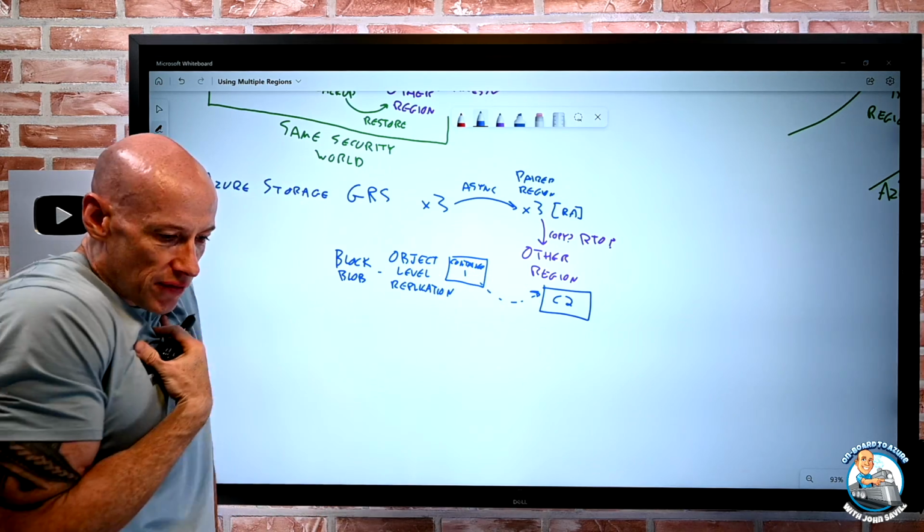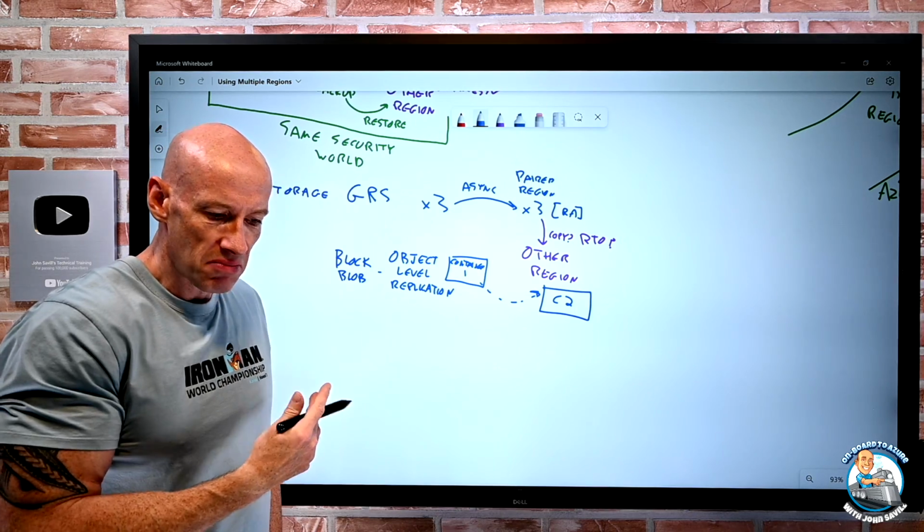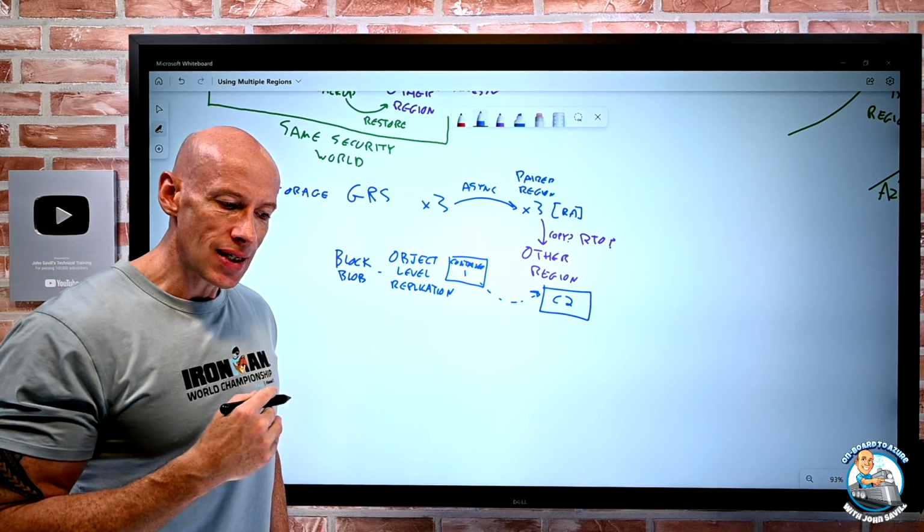Now, the thing it doesn't work with today. I don't think it works with Data Lake. So if I turn on the hierarchical namespace, it's not going to work. I can't use it today. I think that will change in the future, but I couldn't use it today.